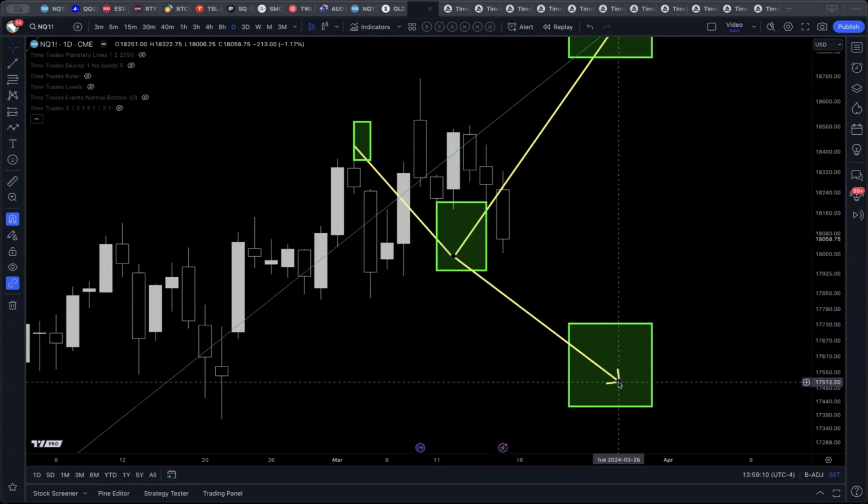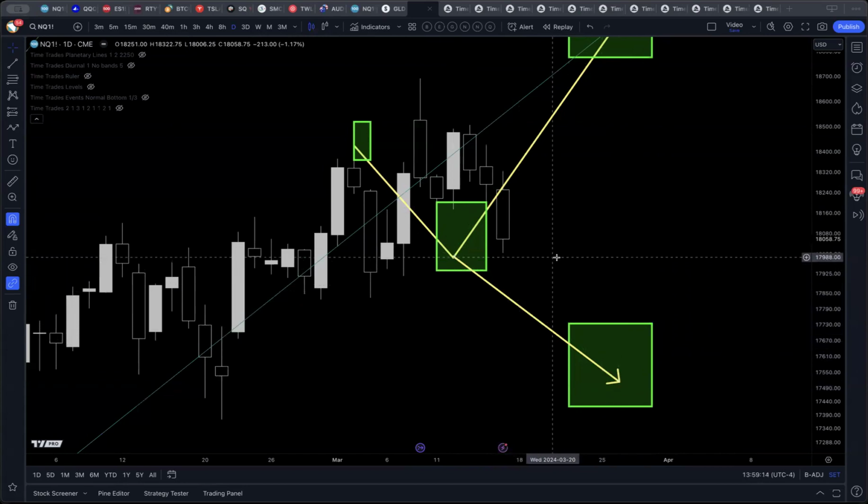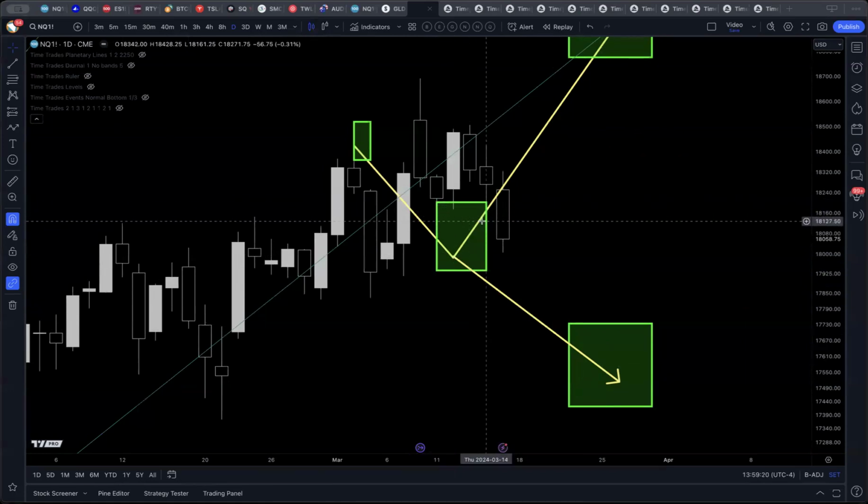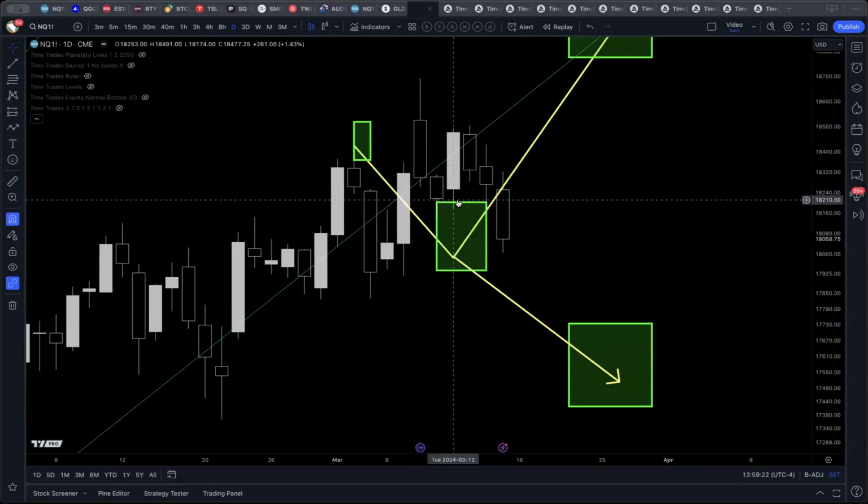So it looks like we're on our way here to the lower box, but I'm going to have some updates on that this week. Okay. So overall, I'm going to give myself an A for this one because we did get a tag in that green target box. All right.